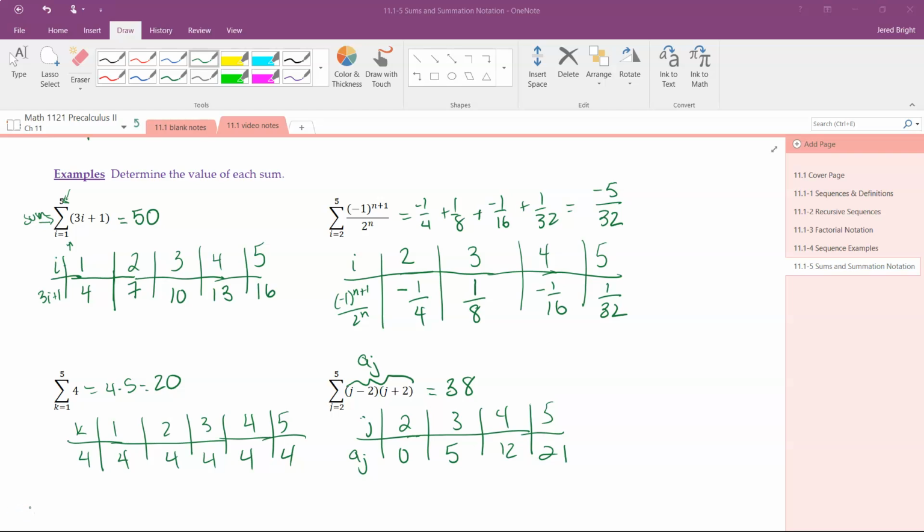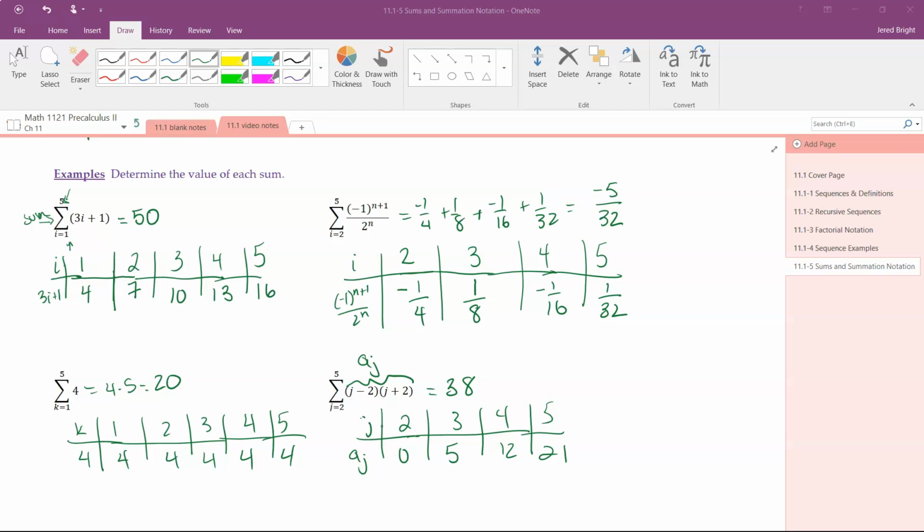And I got 38. Okay, I just defined that inside part of the sum as a_j for the sequence rather than writing it all out, and then I made a table, and I got my answer. Okay, so now what do we do?